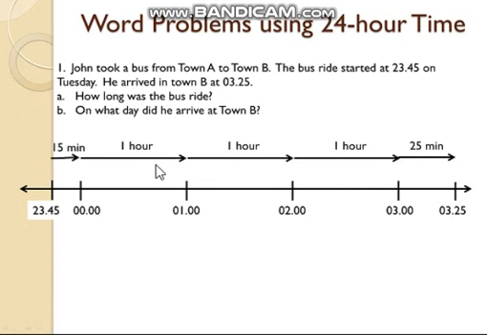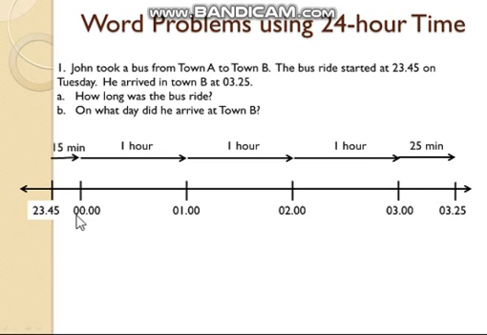If you want, you can also try to use the minutes first. For the minutes, 15 plus 25, you have 40 minutes. Since 40 minutes is less than 60 minutes, you do not have a carryover for the hours. After that, you just add the hours, 1 hour plus 1 hour plus 1 hour, you have 3 hours. 3 hours plus the 40 minutes, you have 3 hours 40 minutes. So the time that John took from town A to town B is 3 hours 40 minutes.